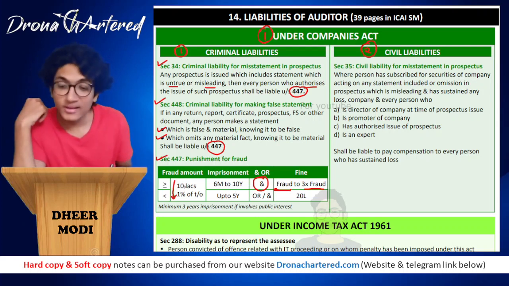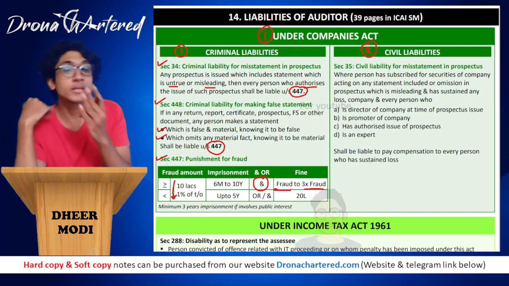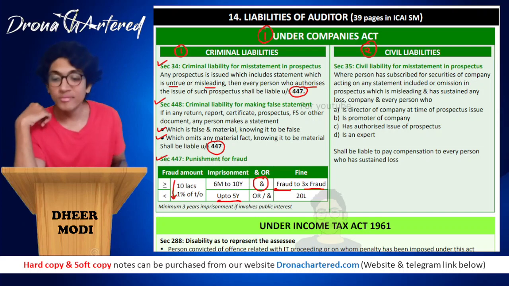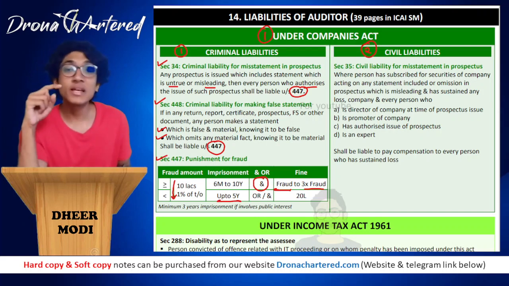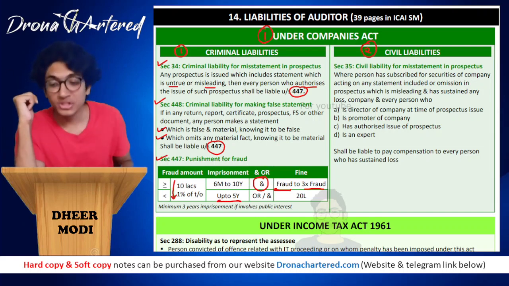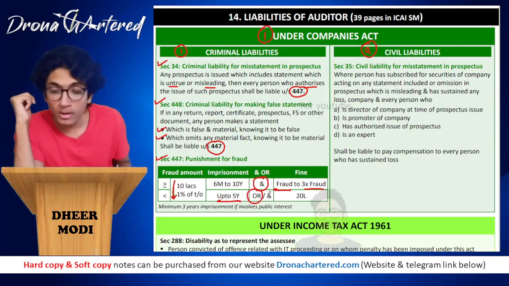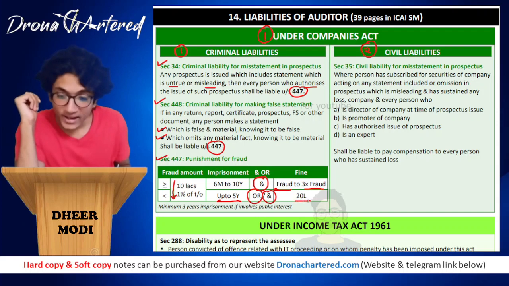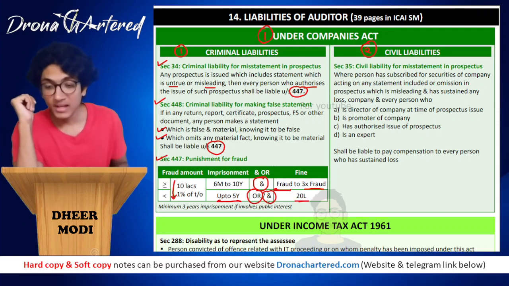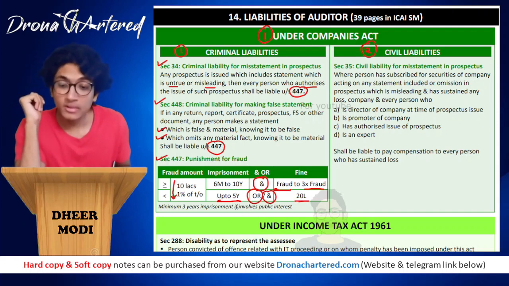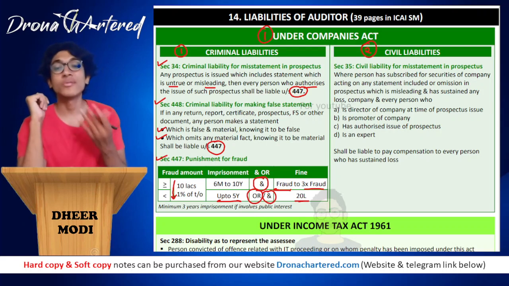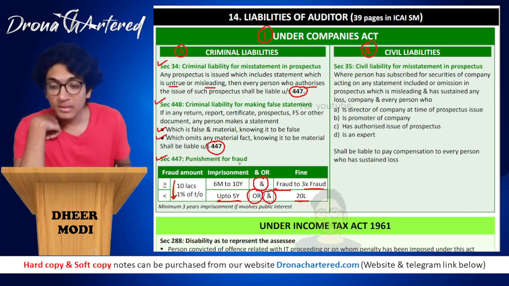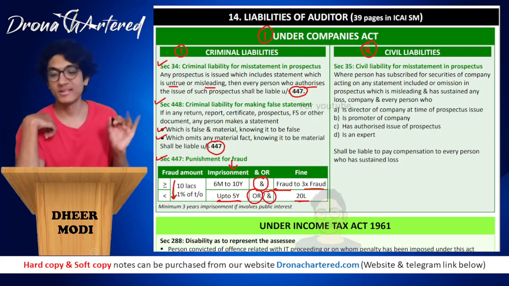However, if your fraud is less than this limit, then your imprisonment, instead of 6 months to 10 years, will be up to 5 years. That means a maximum period of 5 years. And the penalty, that is the fine, will be "or", which means it could be either one or both of them. And your fine will be up to rupees 20 lakhs. And there is a minimum of 3 years imprisonment if it involves public interest. So if your fraud involves any public interest, then there will be a minimum of 3 years of imprisonment irrespective of these limits.